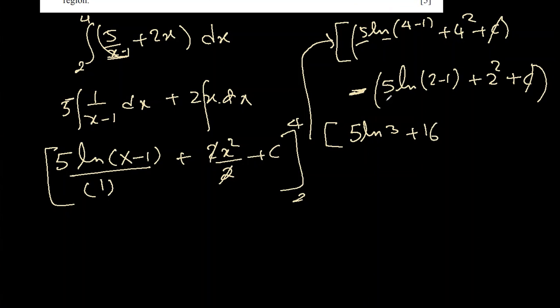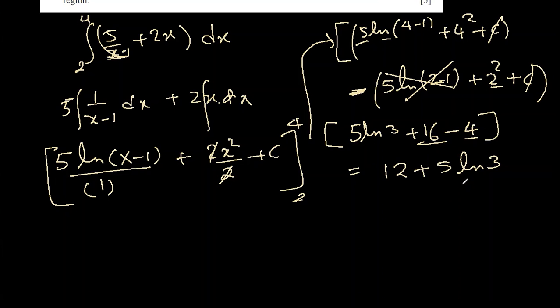4 square is 16. Then minus 5 ln 1. Ln 1 is 0, so this is not to be counted. Minus 2 square is 4. So we got it. 16 minus 4 is 12, plus 5 ln 3 is the area of the shaded part under the curve.